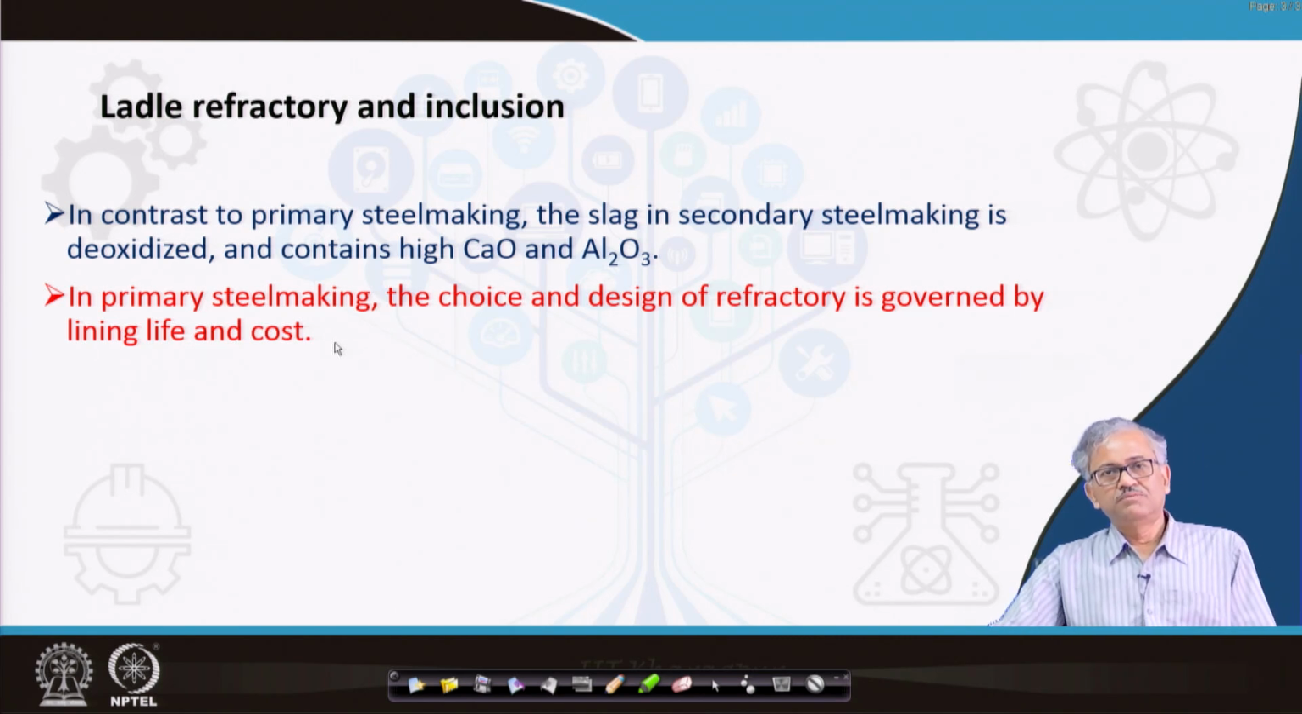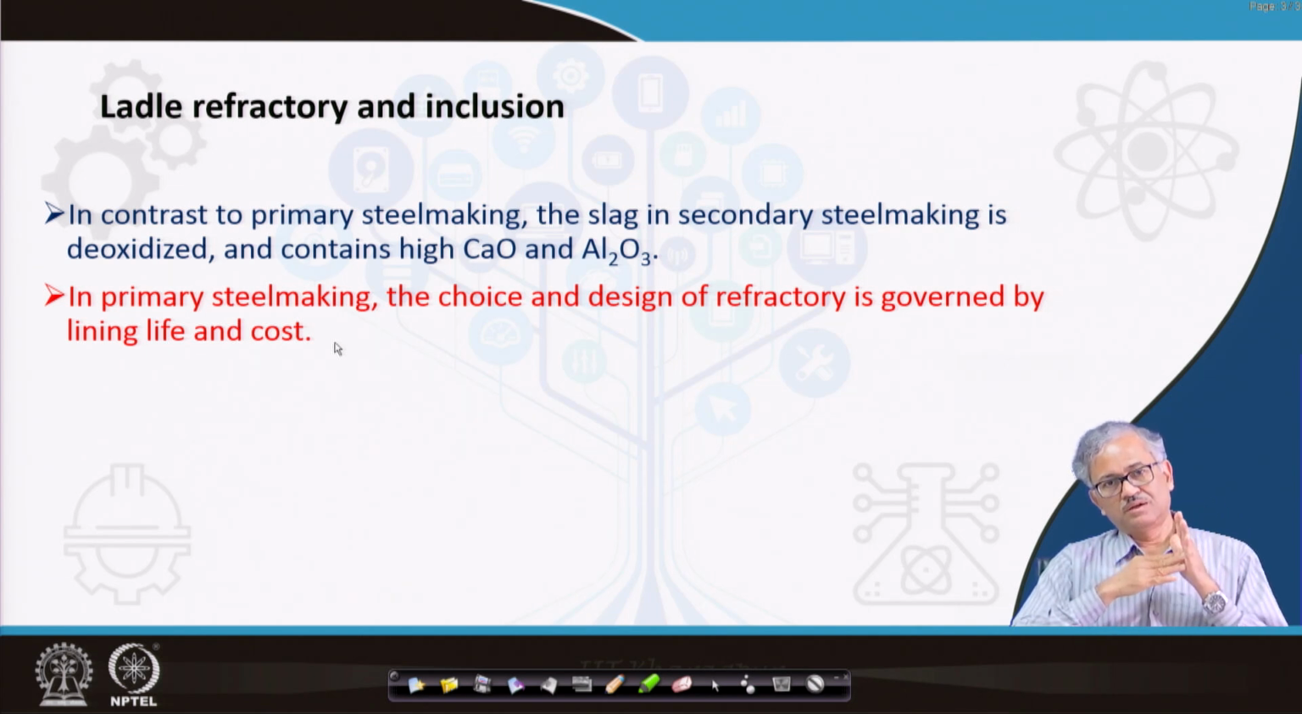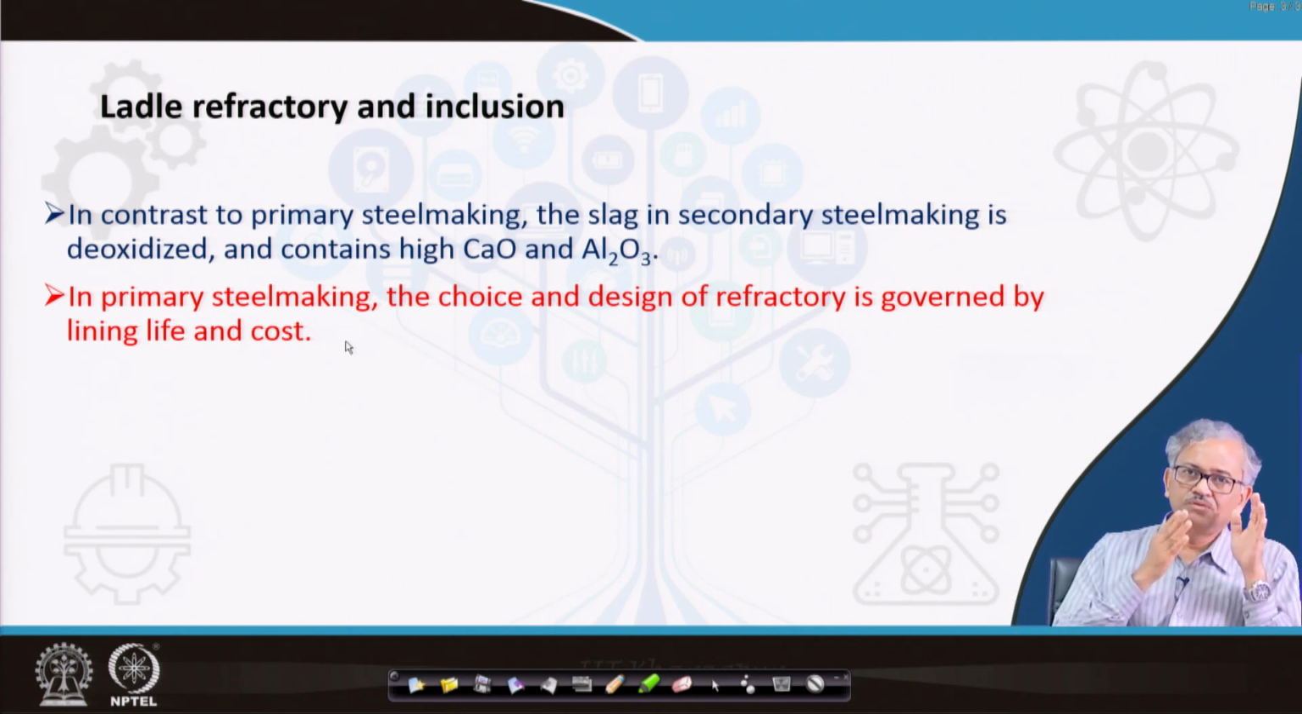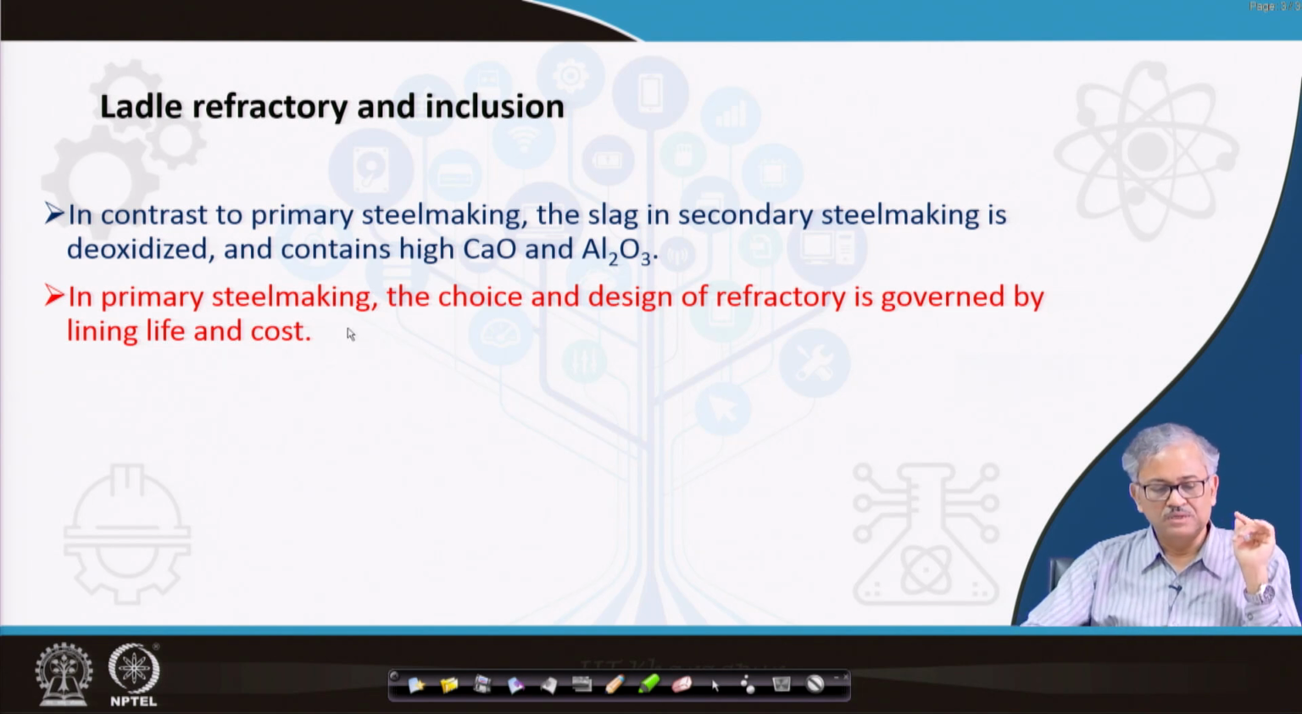Finally, it is the chemical attack. If the refractory reacts significantly with the liquid metal and the slag, then it will introduce impurities into the liquid metal. So it is not only the lining life. Here the important question is that the quality of the steel is also important, such that the refractory does not interact too much with the metal and slag. That has to be seen.